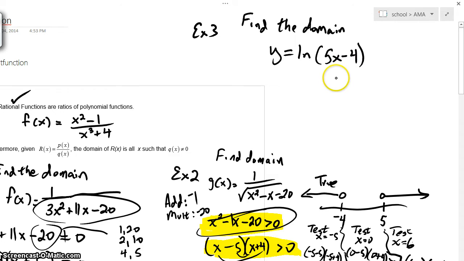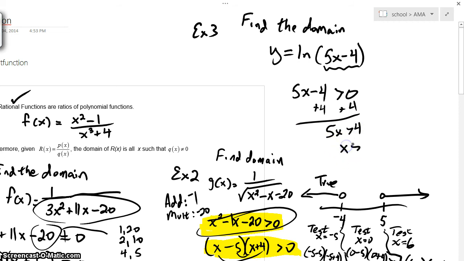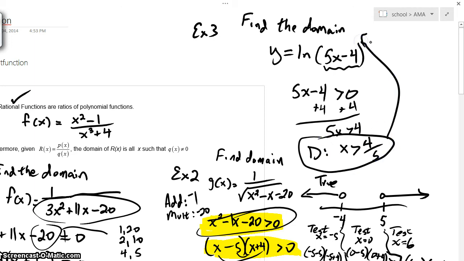Natural logs, as well as any logarithm, is very, very special in that the argument, what is inside of the log, must be non-negative. It can't even be 0. In fact, it must be positive. So we could say 5x minus 4 is greater than 0. Add a 4. We have 5x greater than 4. Very quickly, we'd have x is greater than 4/5. And that would be our domain for example 3.